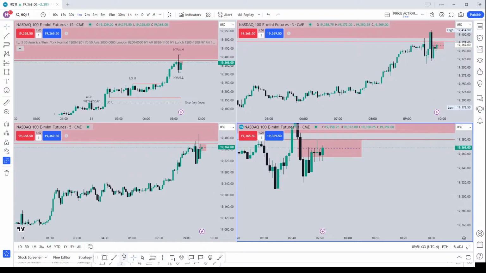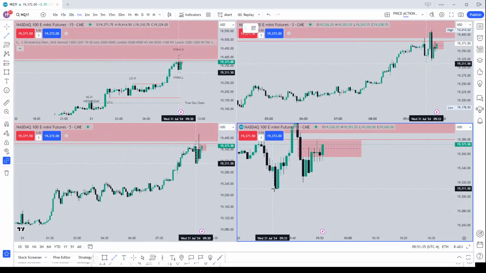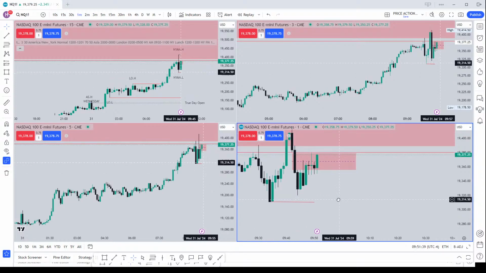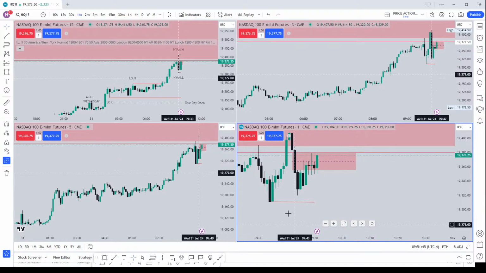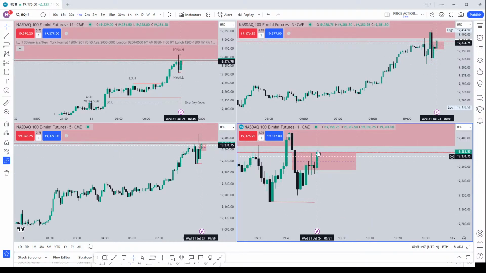So this low could have acted as a market structure shift. That's why I'm not really confident in this gap, and I have a strong feeling that this can invert this, which it is doing as we speak.